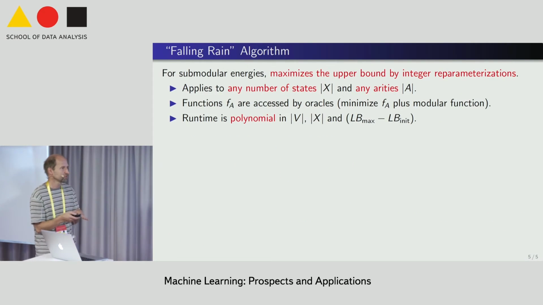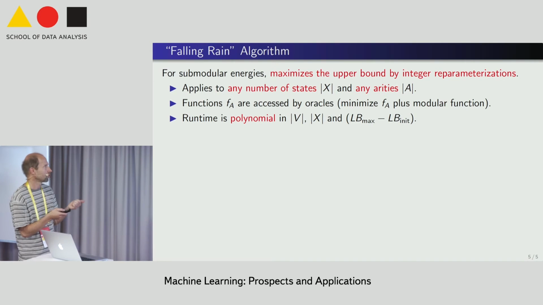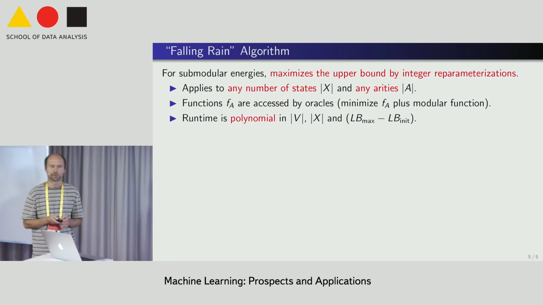Now the contribution of this poster is a new class of algorithms, which we can poetically call falling rain algorithms. It has the following features. It directly solves the LP relaxation, but it can use only integer reparameterizations, so we can use only integer arithmetic. It applies to any number of variables with any number of states and any order of the functions. Cost functions are accessed by oracles, so the oracle must return the minimum of the cost function plus some modular function, and it's a pseudo-polynomial algorithm. Okay, so please come to our poster.